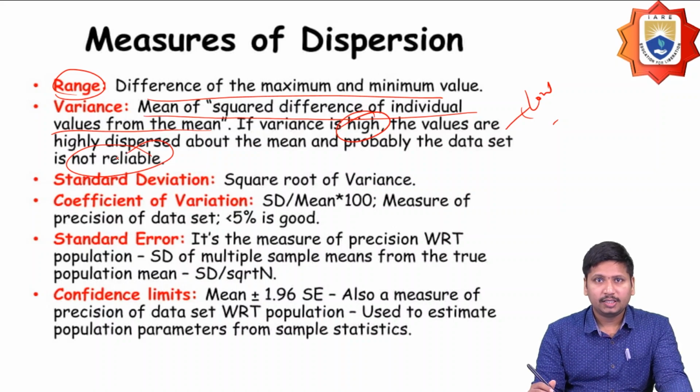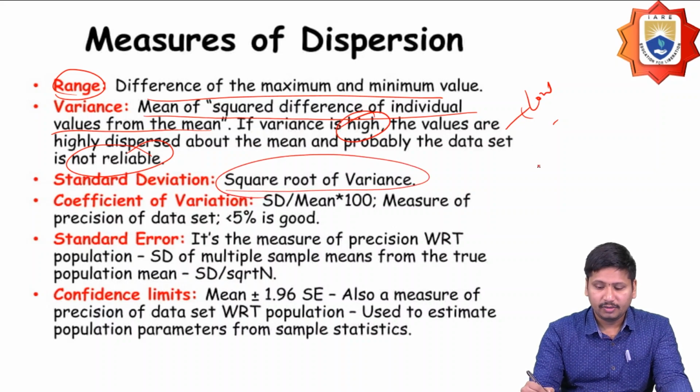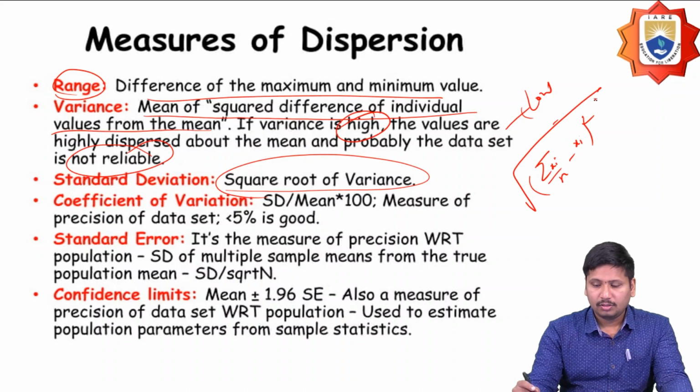And the next one is standard deviation. What is the standard deviation? The square root of the variance is treated as the standard deviation. So that means the mean and x of i. Like this, I'm going to consider the standard deviation.